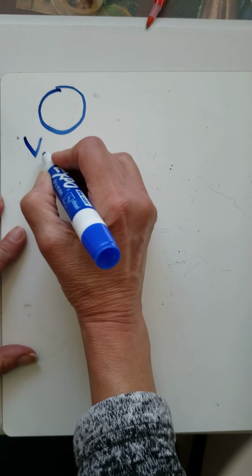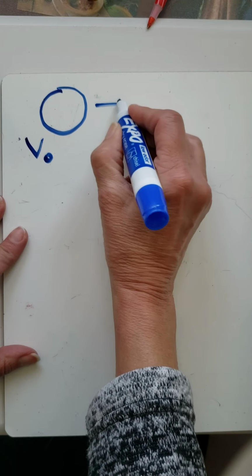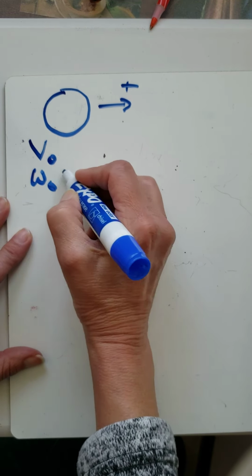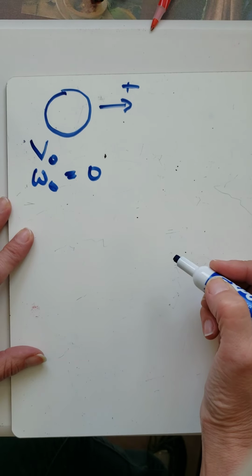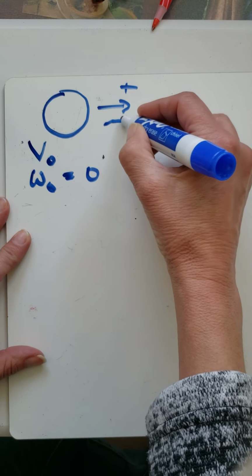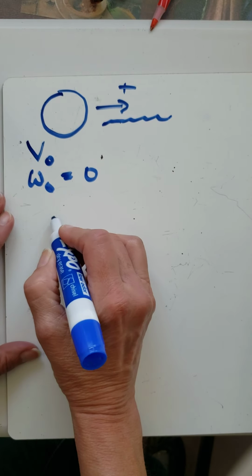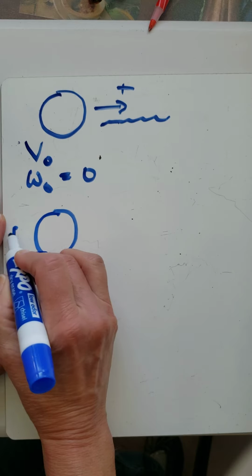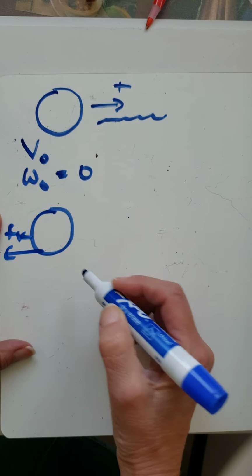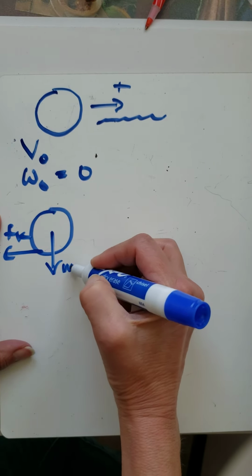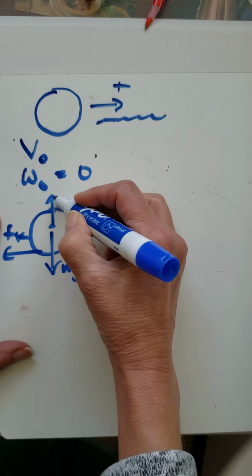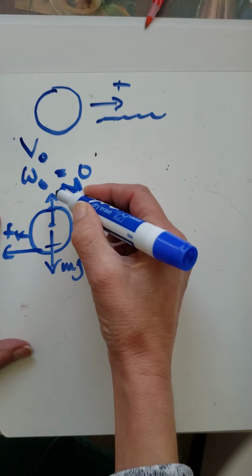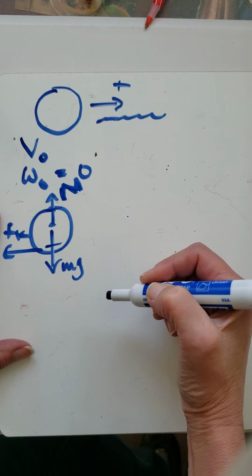This is where it has some initial translational velocity in this direction, and we'll call that the positive direction, but its angular velocity initially is equal to 0. So this thing is going to move along, and if we look at the free body diagram, okay, it's sliding along. It's going to have kinetic friction that acts opposite to that motion. It's going to have a weight vector, and then it's going to have a normal force. I'll just put an N there. And we know these two are going to be equal because it's in translational equilibrium in this direction.